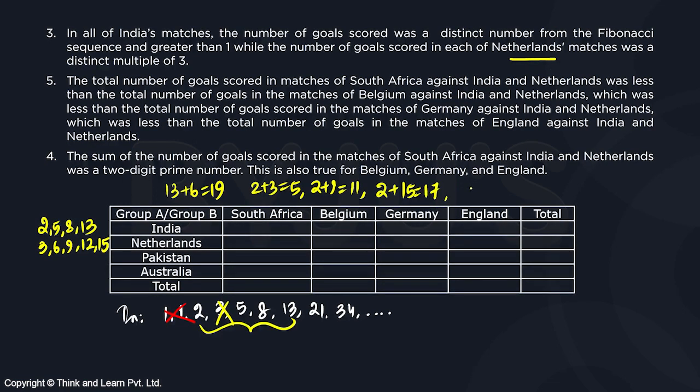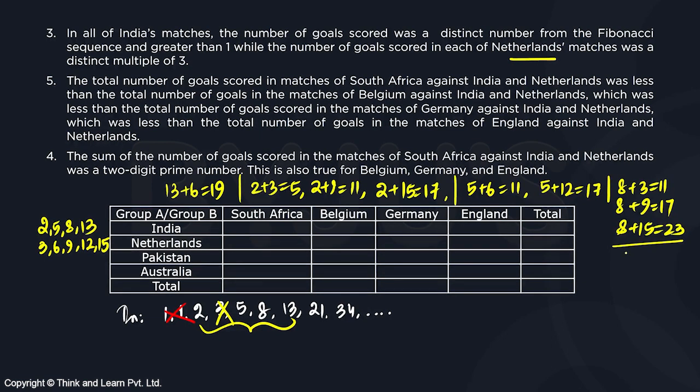With 5, we can have 5 plus 3, 5 plus 6, yes. 5 plus 6 will be 11, or we can have 5 plus 12, which is 17. This is also a prime number. With 8, we can have 8 plus 3 as 11, 8 plus 9 as 17, and 8 plus 15 as 23. And when it comes to 13, there will be only one, 13 plus 6, which is 19. No other one will give us a prime.